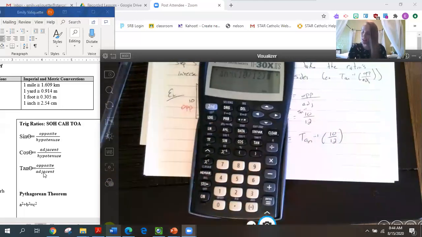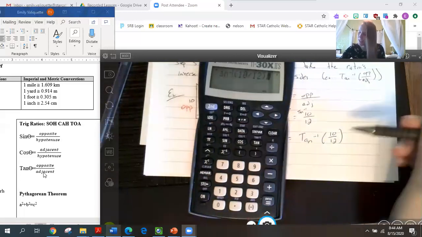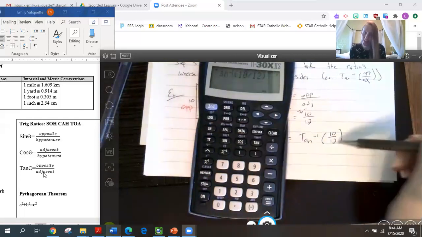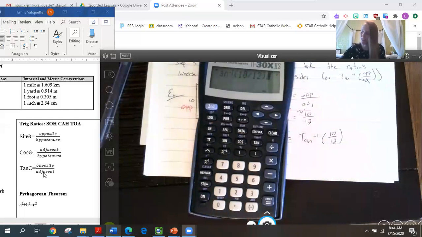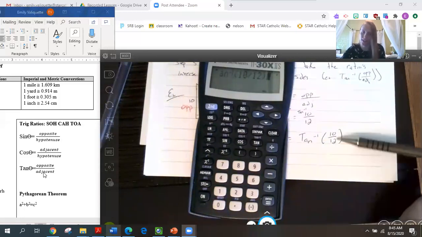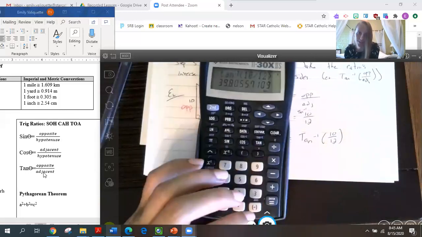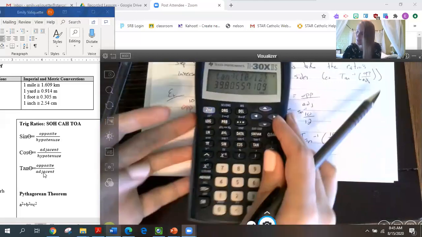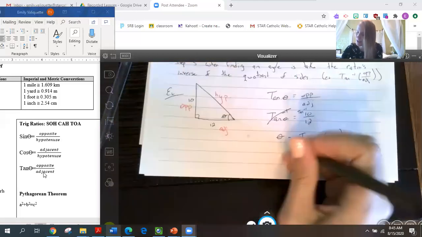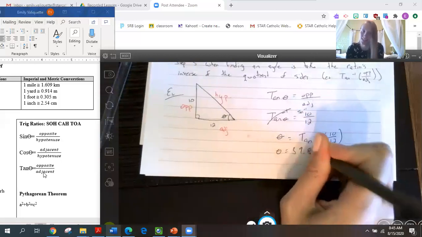It is important that you don't divide the 10 divided by 12 first and then take the tan inverse of it, because a lot of the time this will be an irrational number. And so if you round it and then take the tan inverse, you're going to get a more inaccurate number. So take the tan inverse, or whatever inverse, of the entire fraction. So I just hit equals, and my answer is 39.8. Because this is an angle we're talking about, it's 39.8 degrees.